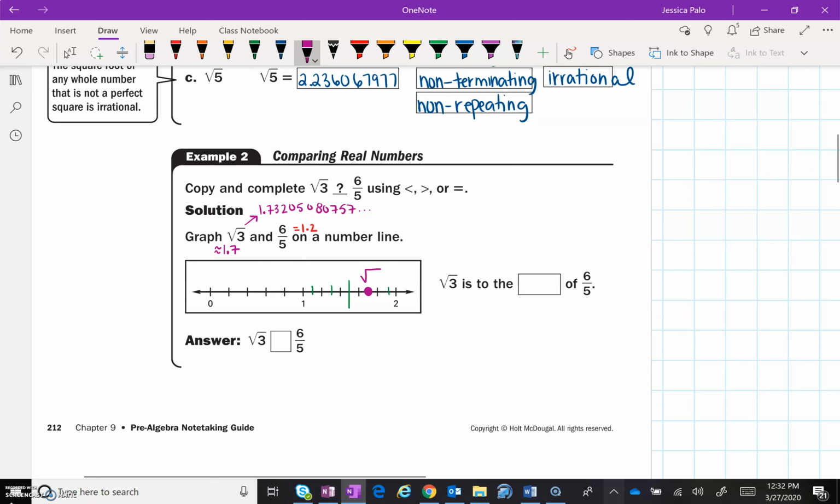So 1.7 is going to be right here, approximately, because this is definitely not exactly 1.7. And this, we need to label it as radical 3. Now, we are going to find 1.2. 1, 1.1, 1.2. 1.2 is right here, and that we will label 6 over 5. Now we need to determine which side these numbers are on. So let's see. Radical 3 is to the what of 6 over 5? Radical 3 is to the right of 6 over 5. So that means radical 3 is closer to 2 than 6 over 5 is. So radical 3 is greater than 6 over 5.